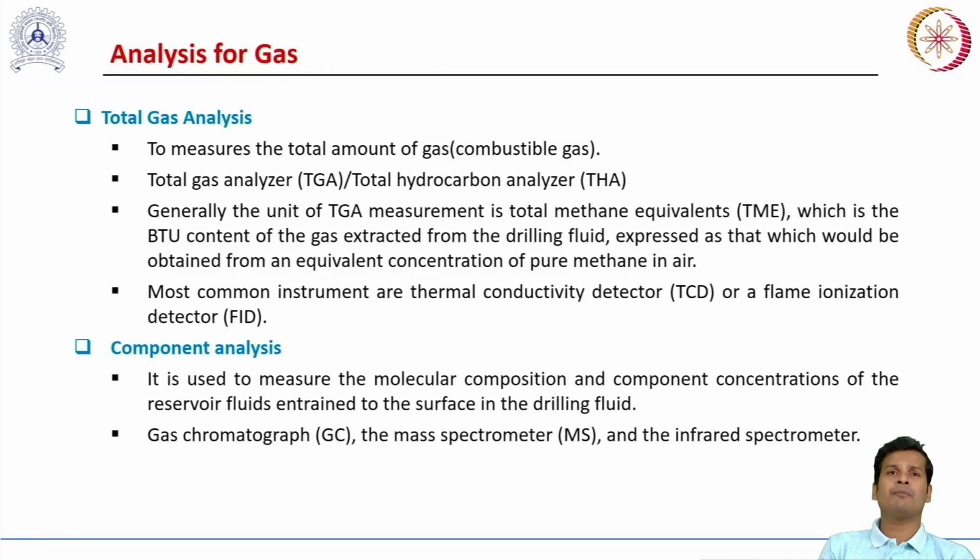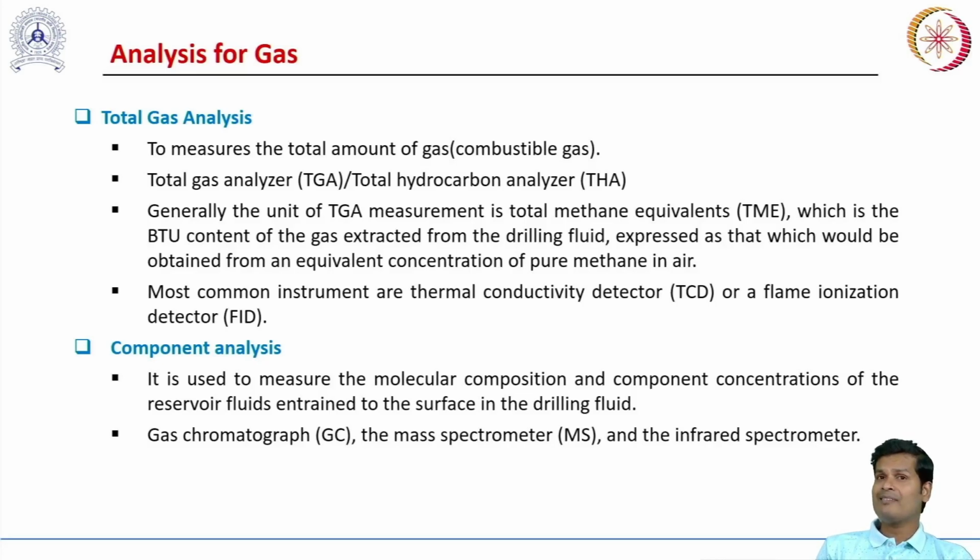So what type of analysis do we do for the returning mud? We can have two types of analysis. One is called total gas analysis and the second is called component analysis. In the total gas analysis, what we want to do is measure the total amount of gas or the hydrocarbon gas which is present inside the drilling fluid. So once the gas is separated at the surface and sent to the mud logging unit, we will perform the experiment to know how much hydrocarbon gas which could be ignited is present inside our returning gas from the drilling fluid.